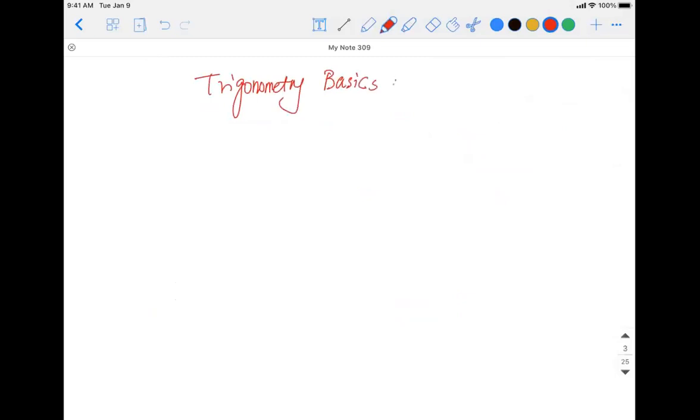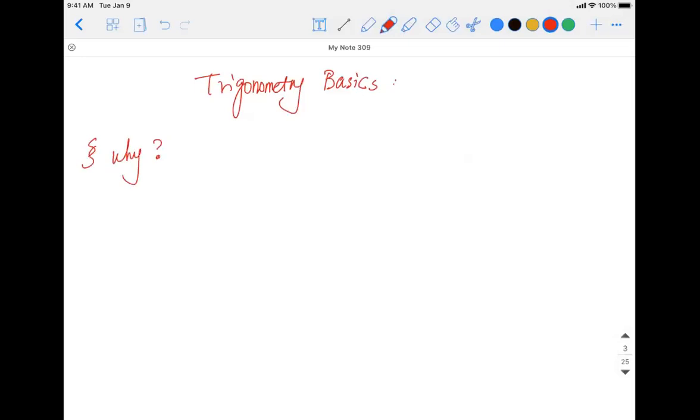Trigonometry basics. Talking about trigonometry, people might ask a question: why do you want to talk about trigonometry, why do you like to introduce such a new concept and use the concept to process our problems, and so forth? That being said, we have to answer the first question: why trigonometry?